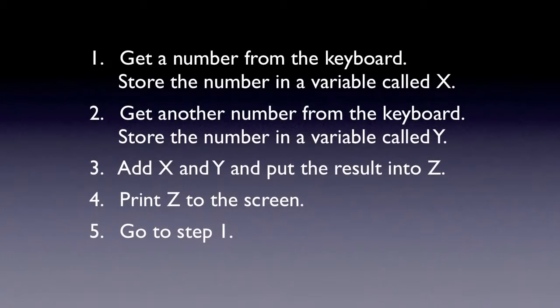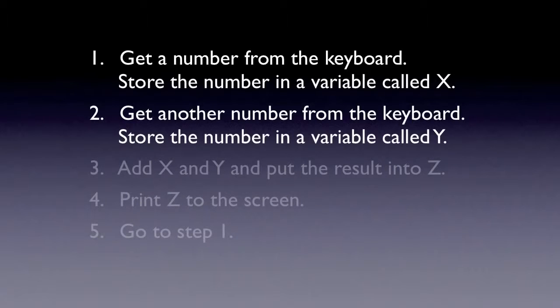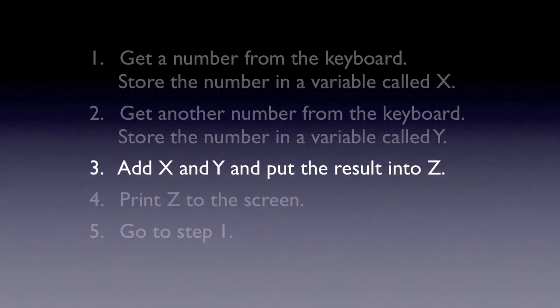Computer programs are a list of instructions to the microprocessor. Each instruction is simply a series of numbers that are recognized by the processor as having some specific meaning. Let's look at a simple example. This simple program asks the user for two numbers, adds them, and displays the result on the screen. When it's done, it starts over.